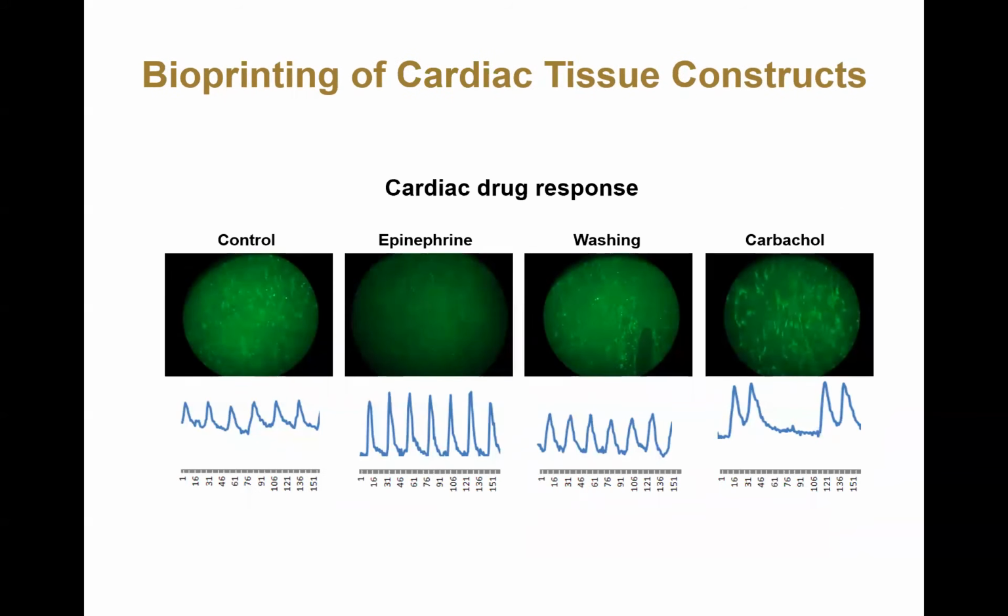And then you can use these printed constructs to screen drug responses. Here you can see a control with the beat frequency. Add epinephrine and it increases. If you wash the epinephrine out, it returns to normal. And if you add another drug, it causes an arrhythmia. You can see that. So they respond very nicely to different drug treatments.